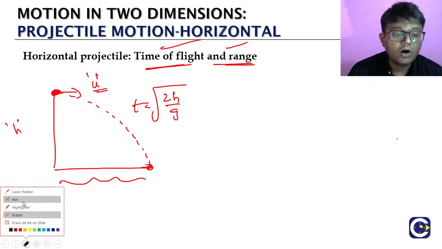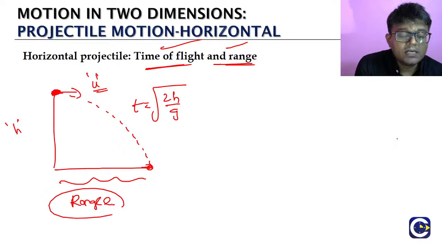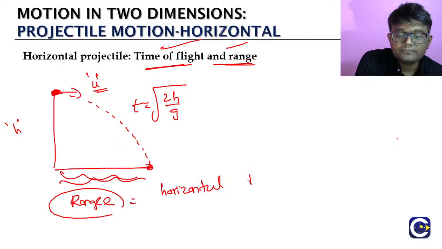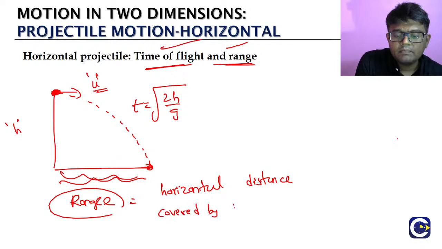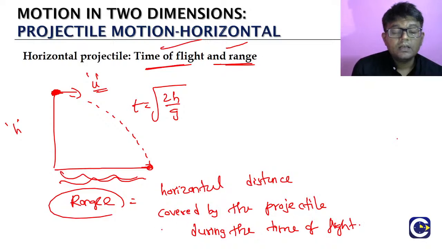Okay. Now all of this is only for the horizontal projectile. In this time, whatever the horizontal distance covered by that particle, you can see it is covering horizontal distance. That is what we call the range. What is the range? These definitions are very standard. Horizontal distance covered by the projectile during the time of flight. That is what we call the range.